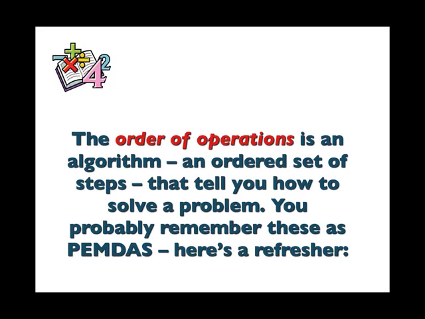Now, the order of operations is something you probably know. There's a big word there called algorithm. An algorithm is just kind of like the steps that you follow to solve something. And you probably also know the letters P, E, M, D, A, S. Kind of like, please excuse my dear Aunt Sally. Here's a refresher on the rules.